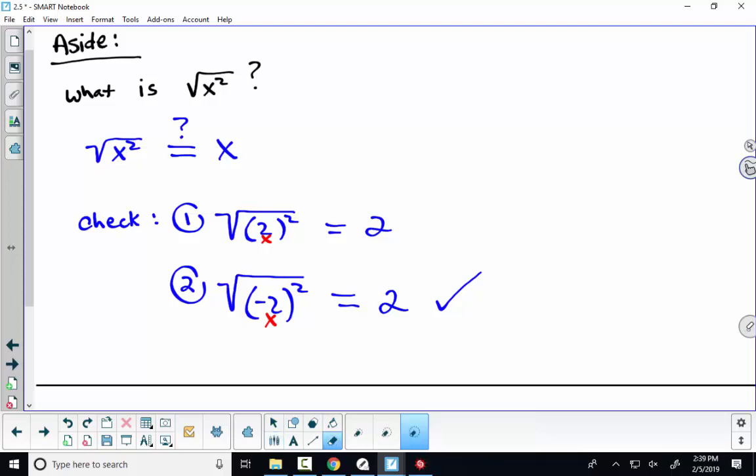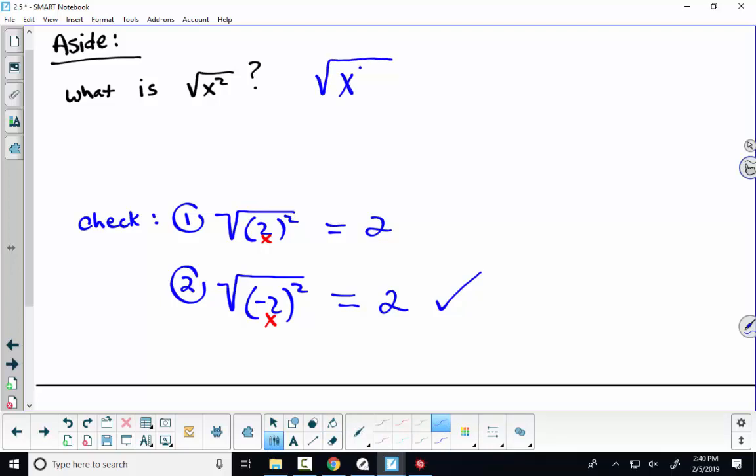It really depends on where x is, as we saw specifically with this example right here. Example number 2 shows that it does depend on where x is located. So in fact, the square root of x squared is the absolute value of x. So then this makes sense now, because it's the absolute value of -2, which gives us 2.